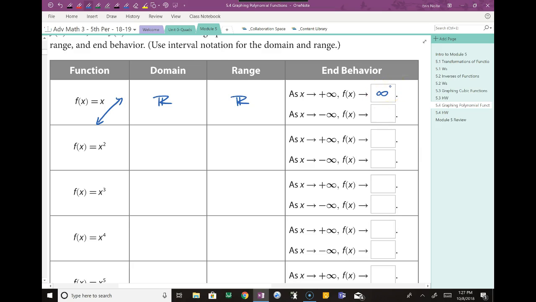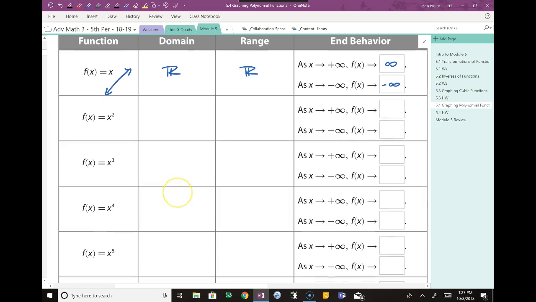Infinity. And as x goes to negative infinity, what's my left arm going to? Negative infinity. Okay. Anything that leads with an x squared looks like a parabola. Yep, I'm going to give it its official name: parabola. So can you tell me what the domain of a parabola is? How far to the left, how far to the right does it go? All reals. What about the range?